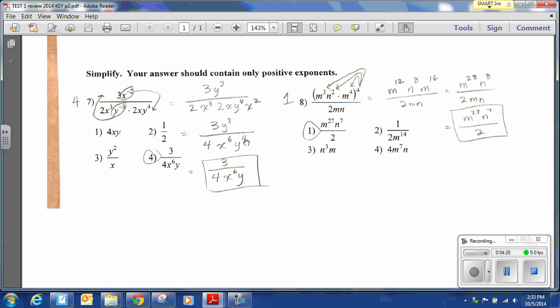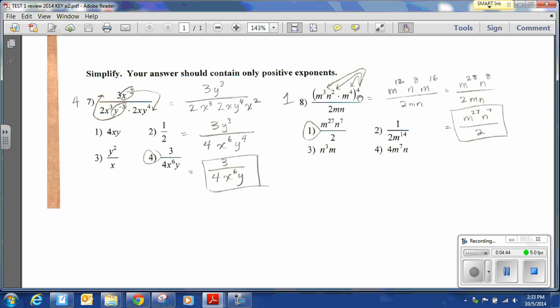And our y's are y to the 4th. Finally, we can cancel. We have 3 y's in the numerator and 4 y's in the denominator. So 3 pairs of those will cancel out. We're left with 1 y in the denominator.